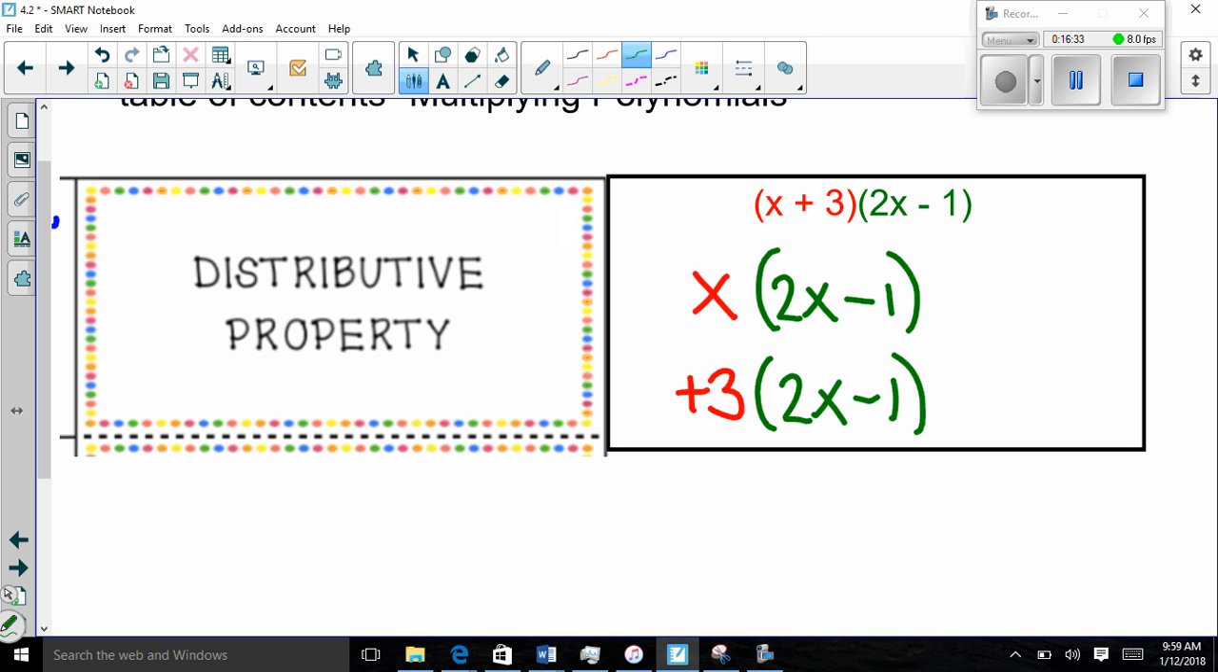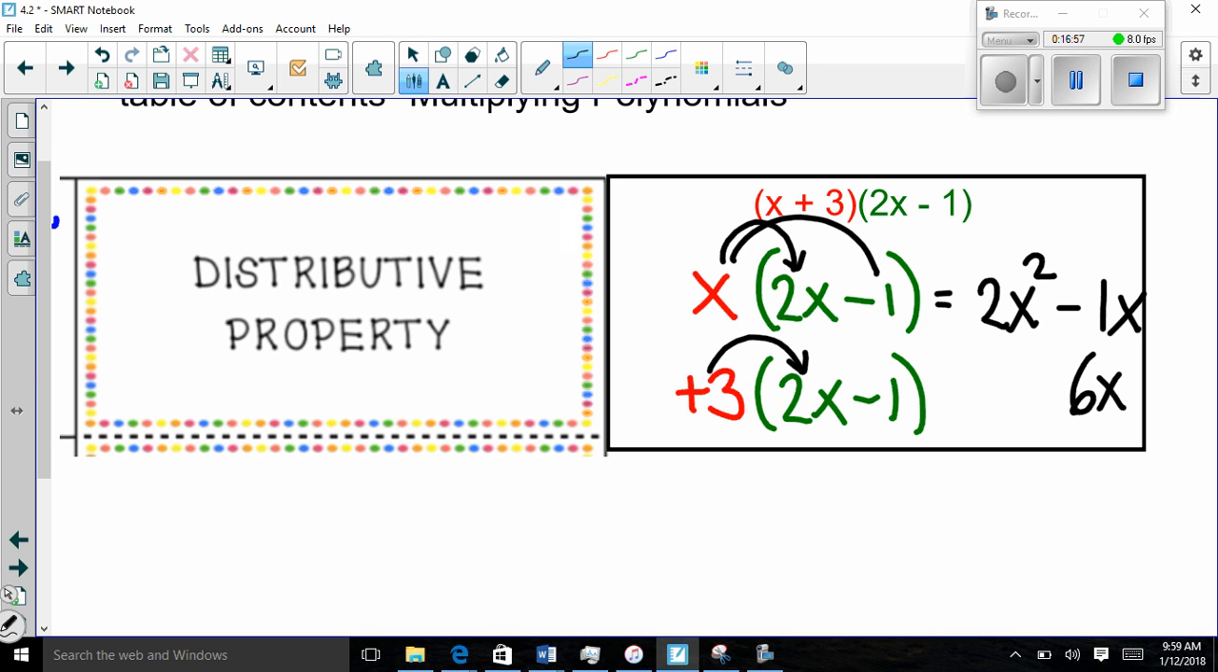And so I'm going to multiply x. That's x squared, good. And x times negative 1, negative 1x. Then we come down here. Positive 3 times 2x, 6x. Now I'm going to put 6x right here because it's both x. And then 3 times negative 1, negative 3.